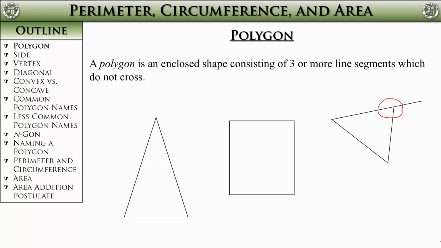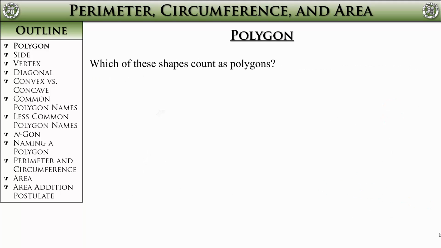And you can't have 2 consecutive sides part of the same line. So something like this isn't allowed, where these 2 line segments just form one big line segment. Now, if you took those and combined them and made 1 line segment instead of 2, then it would be a polygon. In general, though, you won't need to spit out the official definition. You just have to have the basic idea of what a polygon is. With that basic idea in mind, which of these shapes count as a polygon?